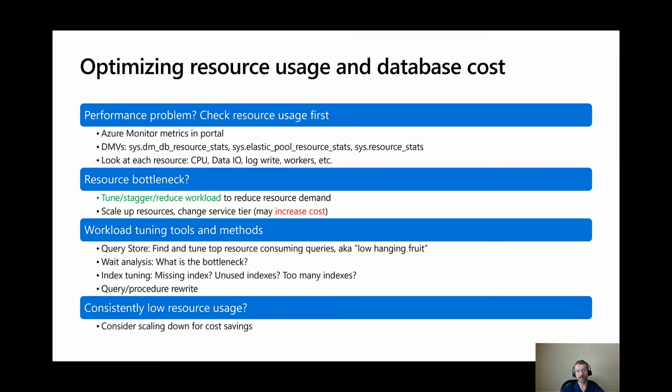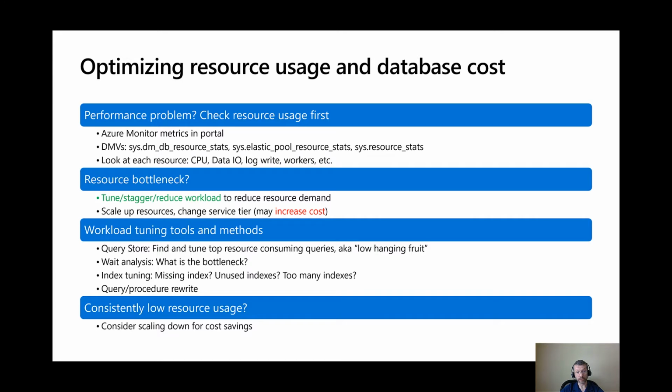And how can you tune a workload? Well, that's a very broad topic that I can't really describe in great detail today, so I'll just outline some general approaches. You can use Query Store to find the top resource consumers. You can use wait analysis. You can tune indexes, or you can rewrite code. That probably covers 80 to 90% of things you would do to tune a workload.